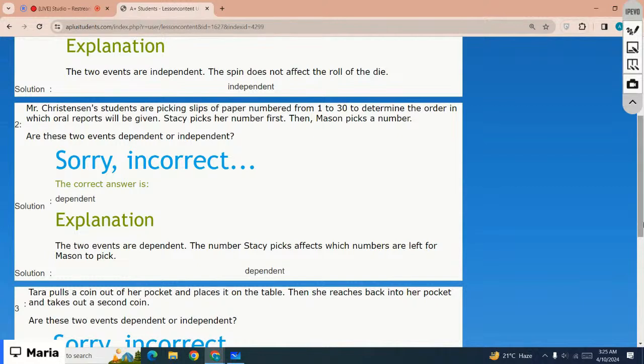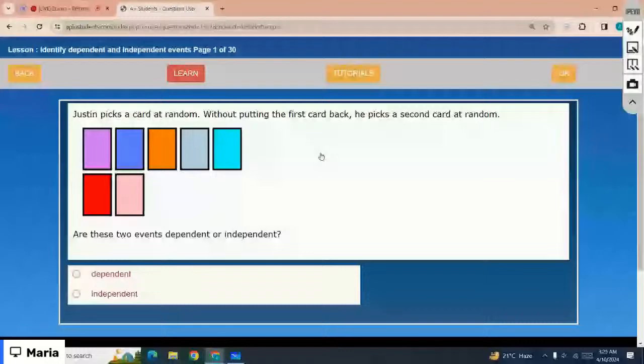Test questions. Justin picks a card at random. Without putting the first card back, he picks a second card at random. Are these two events dependent or independent?